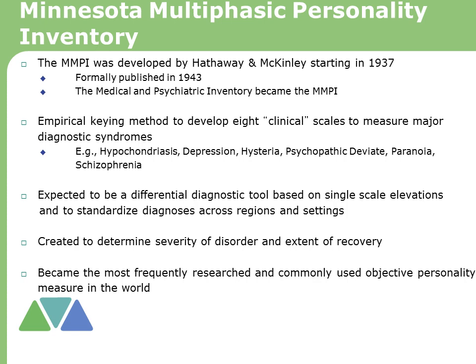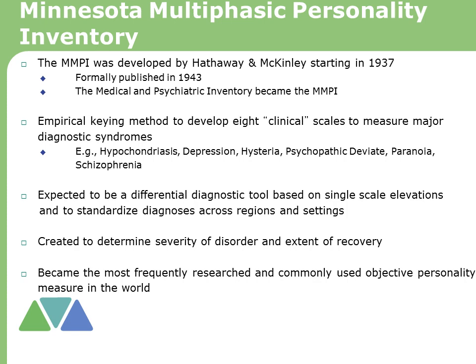We're now going to talk a little bit about the MMPI-A-RF, but we're going to start by talking a little bit about the history of the MMPI in general. The process of developing the MMPI began in the late 1930s by Hathaway and McKinley at the University of Minnesota. The test was formally published in 1943. Its working title was actually the Medical and Psychiatric Inventory, which is a title that I think actually would have been better than the Minnesota Multiphasic Personality Inventory in terms of describing what the test does.